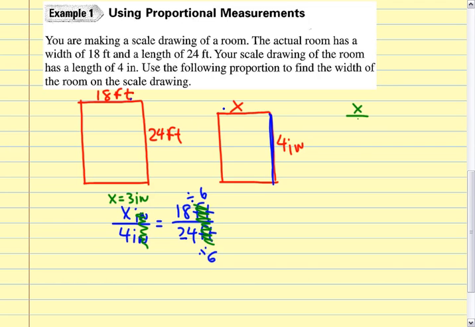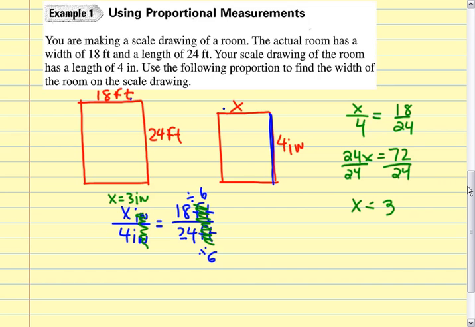X over 4 is equal to 18 over 24. Cross multiply, 24x is equal to, what's 4 times 18? What's 2 times 18? 36. 36. So what's 2 times that? 60. 72. 72. Good. And then just divide by 24. How many times will 24 go into 72? Not twice. 3 times. X is equal to 3. And that's what we got earlier, isn't it? So that always works. Okay?